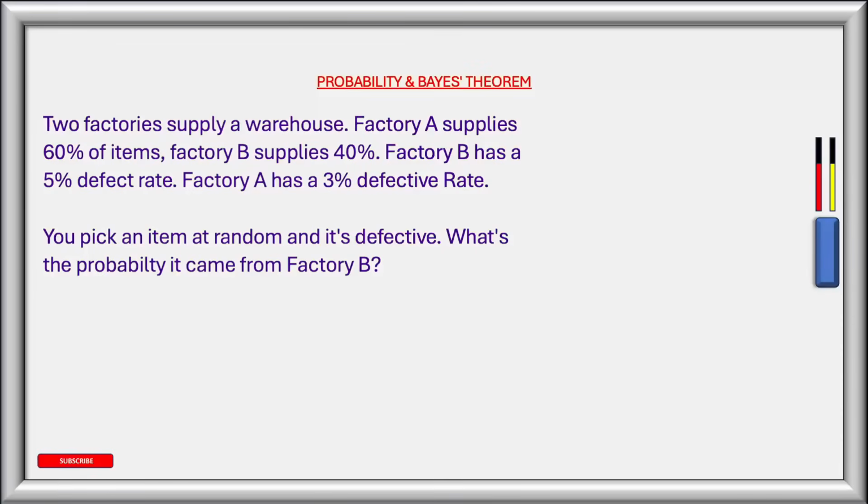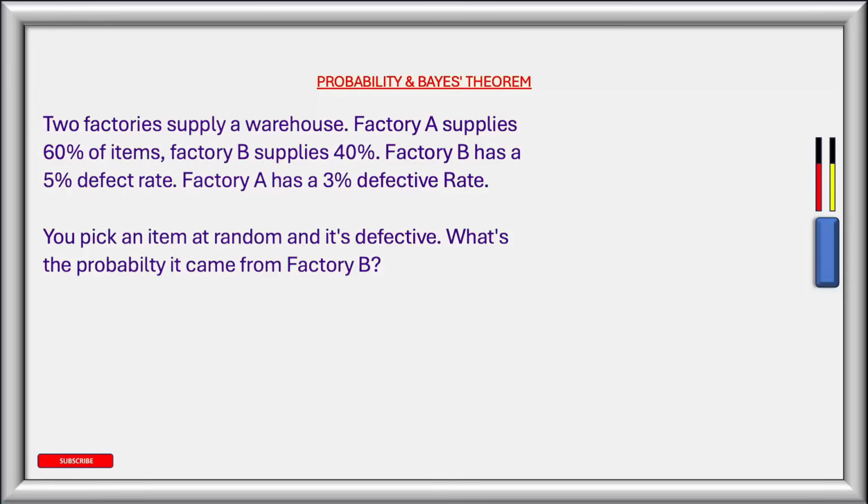Let's look at another example, because this is where Bayes' theorem really earns its keep, reversing a tree diagram. So let's say we have two factories supplying a warehouse. Factory A supplies 60% of items, Factory B supplies 40%. Factory B has a 5% defect rate. Factory A has a 3% defect rate. You pick an item at random and it's defective. What's the probability it came from Factory B?